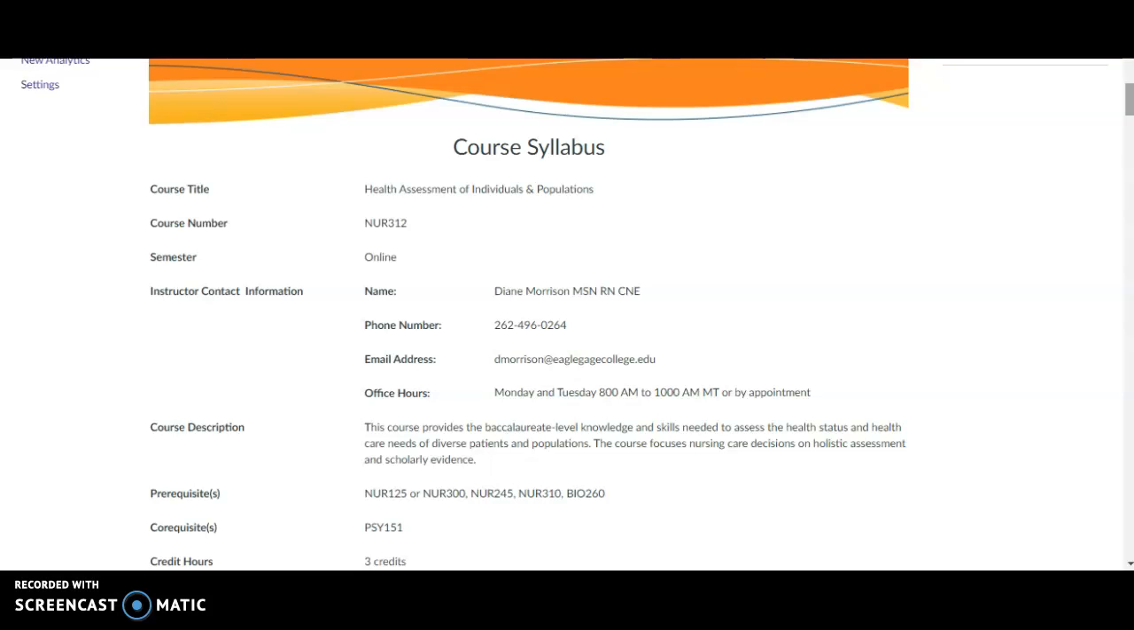Always important to read your course syllabus. As you can see, my name and phone, it is my cell number, is listed, and my email address. I do have office hours on Monday and Tuesday morning between 8 and 10 a.m. Mountain Standard Time, or if that time doesn't work, please email me and we can set a different time where we can discuss any thoughts or questions or concerns that you may have.